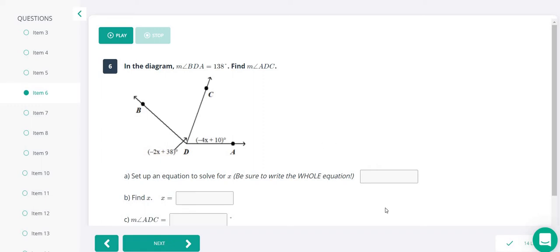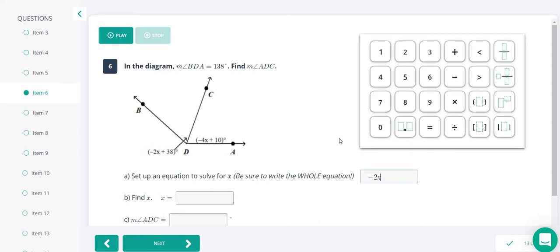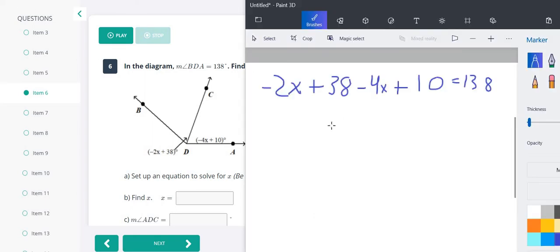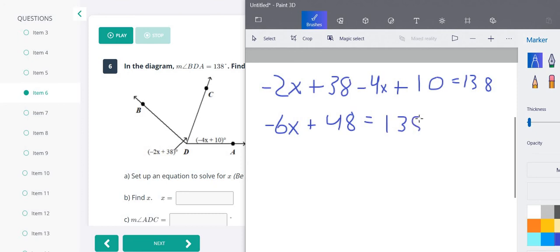So negative 2x plus 38 plus, well, it'd be minus 4x plus 10 equals 138. So that is the equation we're going with. So here's our equation. First thing we have to do is combine like terms. Like terms we have here is negative 2x and negative 4x, so that's negative 6x. And then we have a 38 and a 10 that are like terms, so plus 48, and that equals 138.